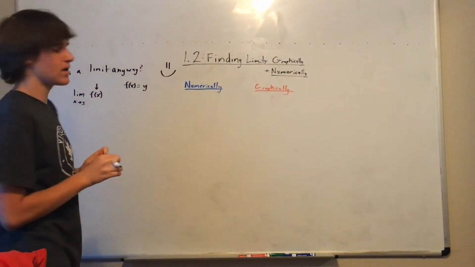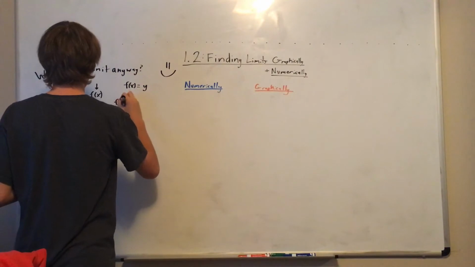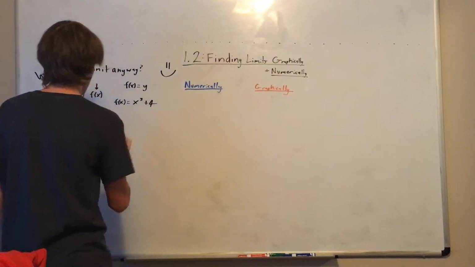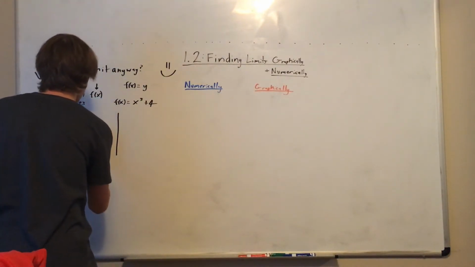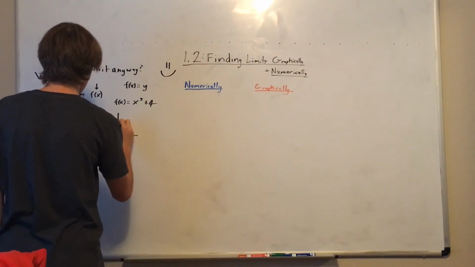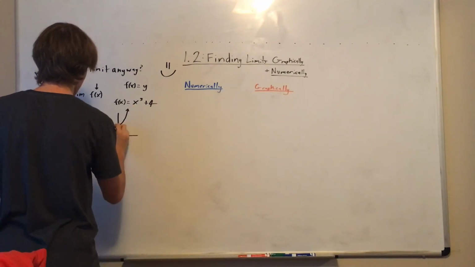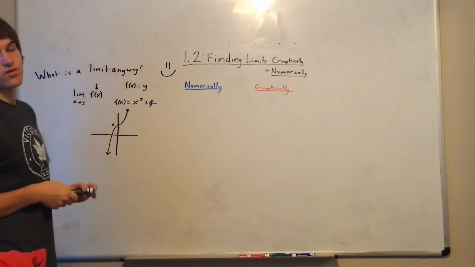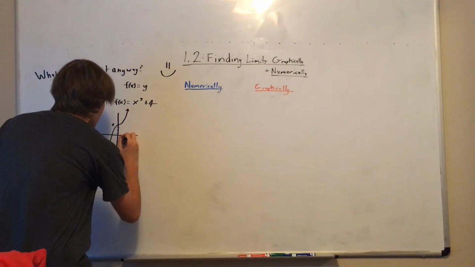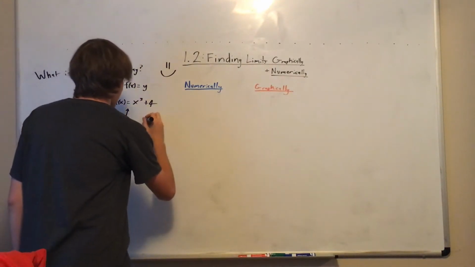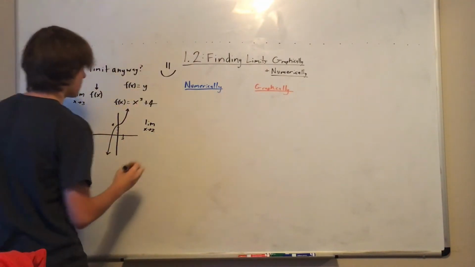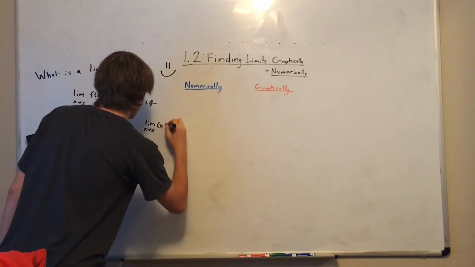I'll give a quick example. Let's say f of x equals x cubed plus 4. And then we'll draw the graph really quick just for context. Go up 4 right here. And then it's going to look a little bit like this. You guys have seen what this graph looks like. But let's say we wanted to evaluate a limit right here at x equals 2. We would write that as limit x goes to 2 of our function, which is x cubed plus 4.